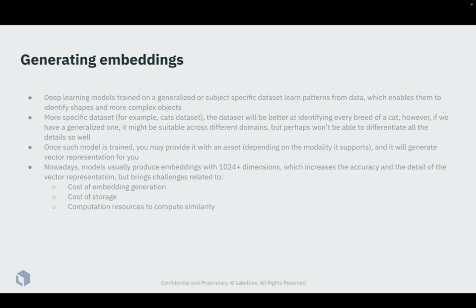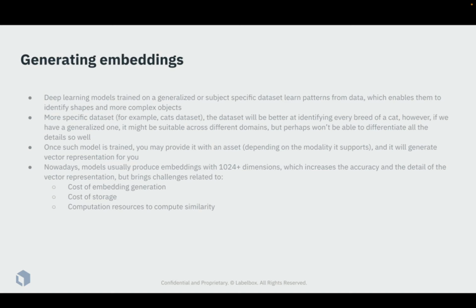For instance, if your model was trained on a specific dataset, let's say a cats dataset, your model will likely be very good at identifying different breeds of cats. However, it will not be good at identifying dogs. So that's where a generalized model might be more suitable, because a generalized model was likely trained across different types of entities and domains, and that being said, the model has the capability of identifying all those entities.